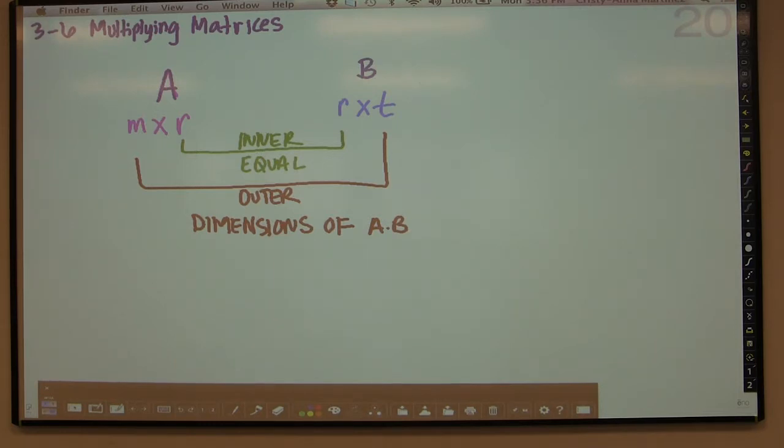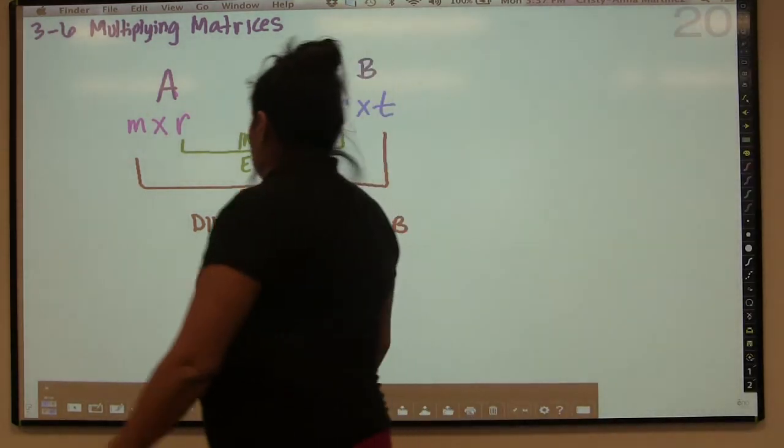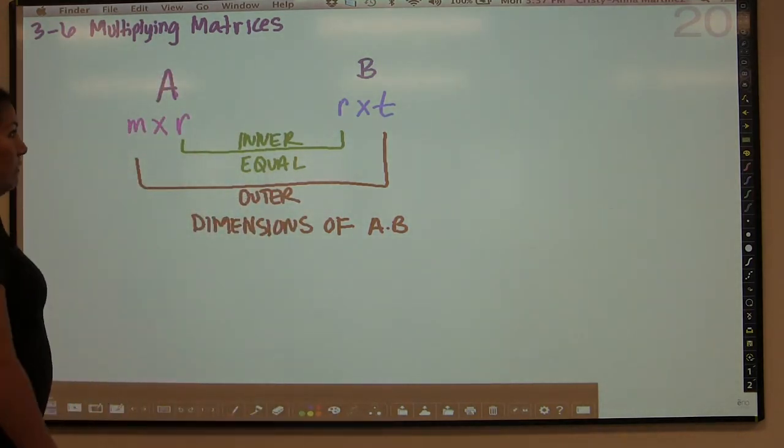And one thing that we talked about in the previous lesson with addition and subtraction is that the only way that you can add or subtract two matrices is if they have the same dimensions. In a similar fashion, there's a way that you can determine whether or not two matrices can be multiplied, and it also has to do with their dimensions, but it's not as simple as saying that they have the same dimensions.